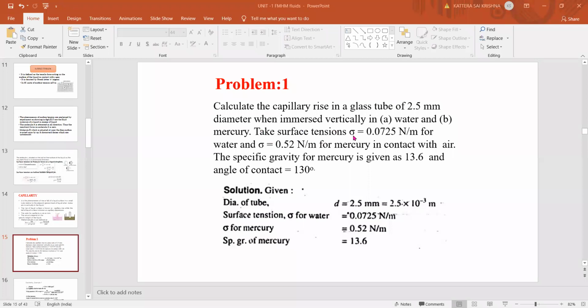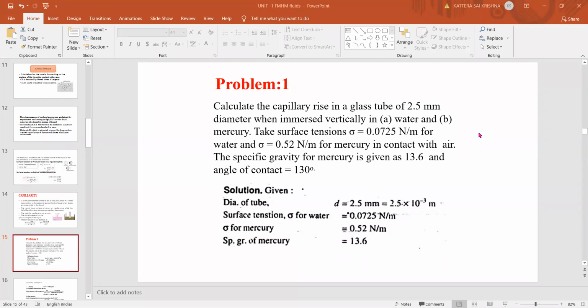Take surface tension sigma equal to 0.0725 Newton per meter for water. And for mercury, sigma equal to 0.52 Newton per meter when they are in contact with air. The specific gravity for mercury, already we know, but here he has mentioned that it is 13.6, and the angle of contact, the theta value for mercury, is given, theta equal to 130 degrees.